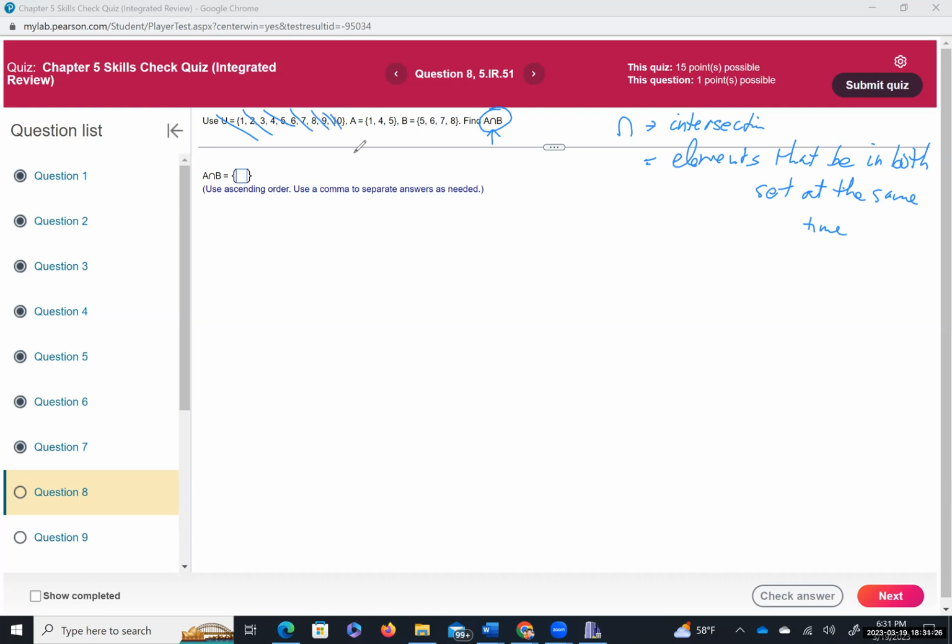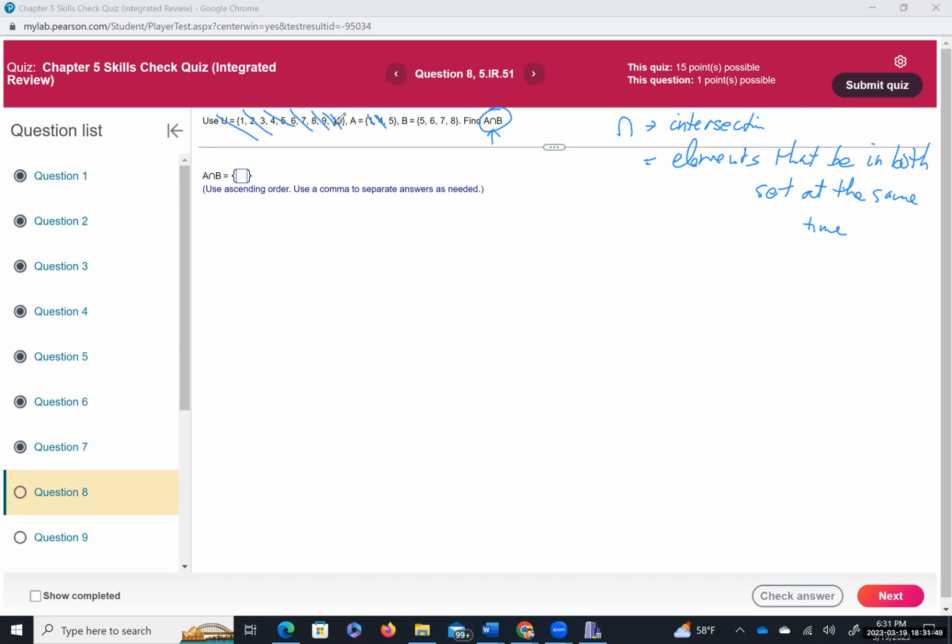Now I'm gonna check A. A has number 1. B doesn't have number 1, so then it's gone. A has number 4. B doesn't have number 4. Then it should not be in the intersection elements.